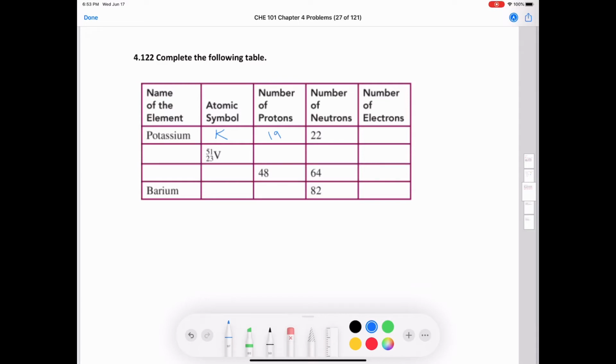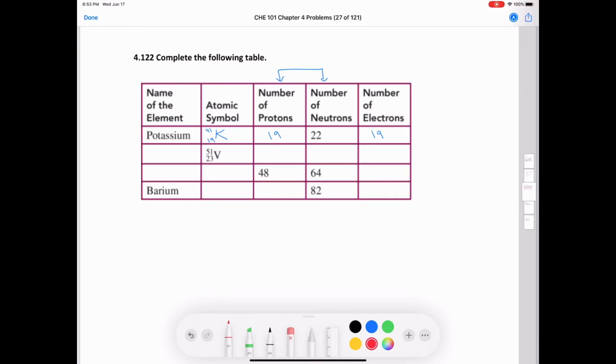Okay, and what I am looking for next is the number of electrons. Since this isn't an ion, the number of electrons should equal the number of protons. And therefore, I will have 19 electrons. And then lastly, on our atomic symbol, we want to put in the atomic number and the mass number, which is the sum of the number of protons and the number of neutrons. So 19 plus 22 gives us 41. So we'll put that in there.